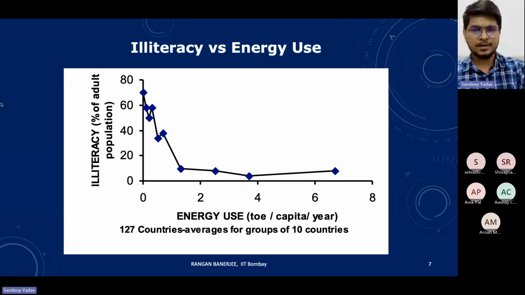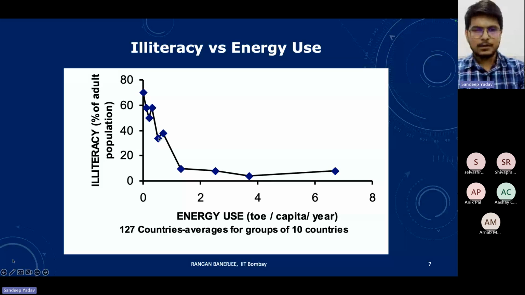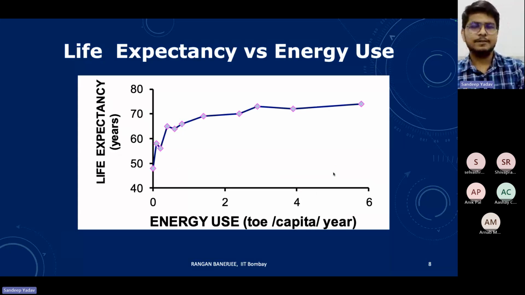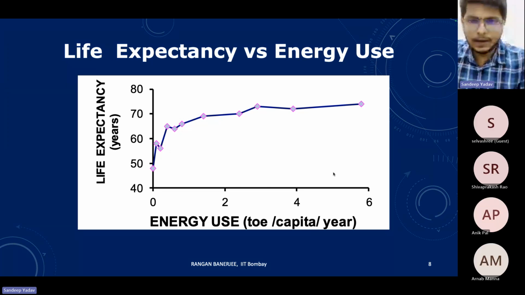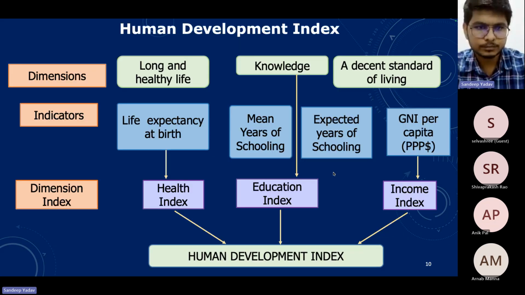So these are the different graphs that explain the details, like illiteracy versus energy use. If you see more amount of energy use, the literacy rate increases. Similarly, life expectancy increases with more and more energy use. Similarly, infant mortality decreases with more energy use.